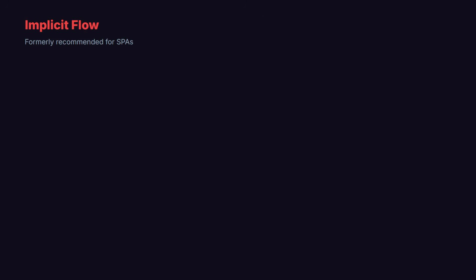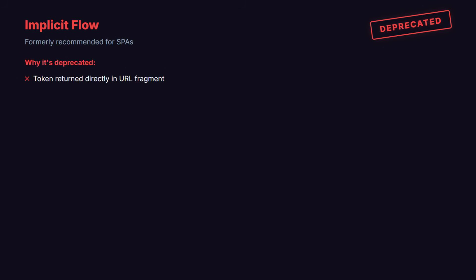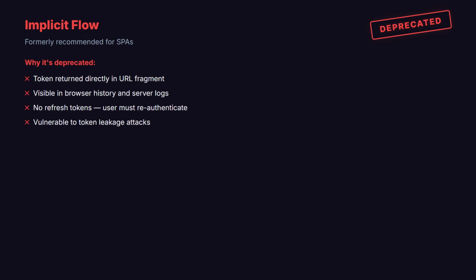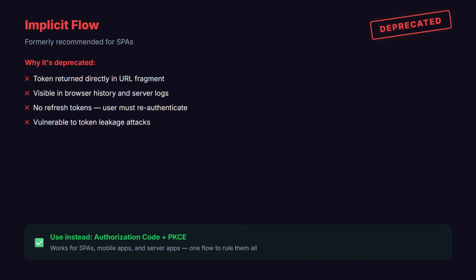And then there's the implicit flow. It used to be recommended for single-page apps because it skips the code exchange and gives you the token directly in the URL. But that turned out to be a bad idea. Tokens in URLs can leak through browser history, logs, and more, so it's now officially deprecated. The modern approach is simple. Just use authorization code with PKCE, one flow that works everywhere and does it securely.